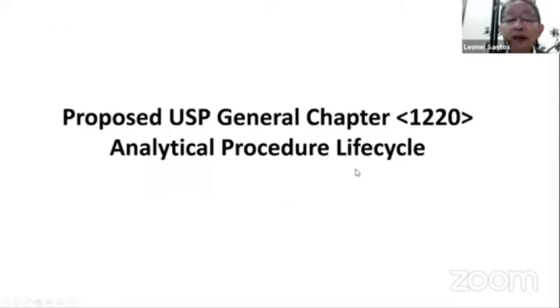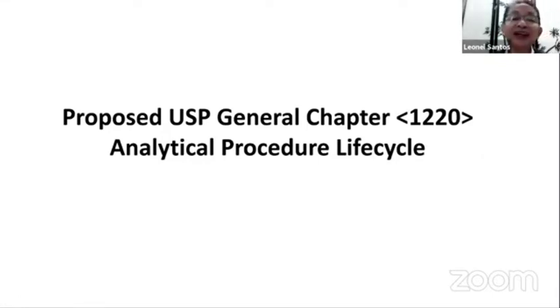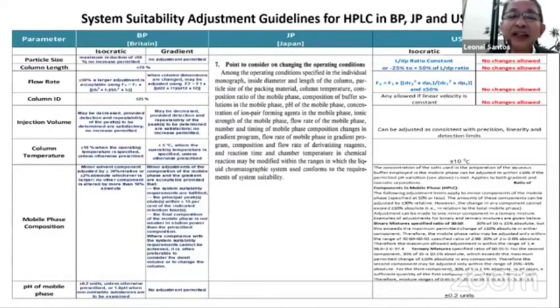Also, keep in mind that, if you are using other pharmacopoeias, for example, the Japanese pharmacopoeia or British pharmacopoeia, the adjustments for system suitability are different from USP. Japan has their own adjustment guidelines, and the British pharmacopoeia has its own adjustment guideline.